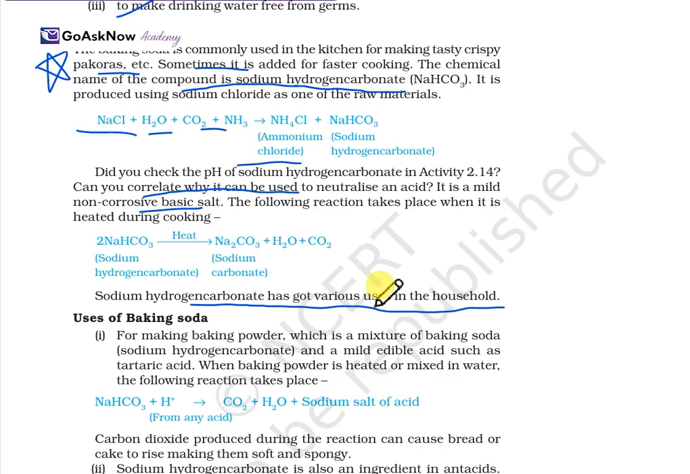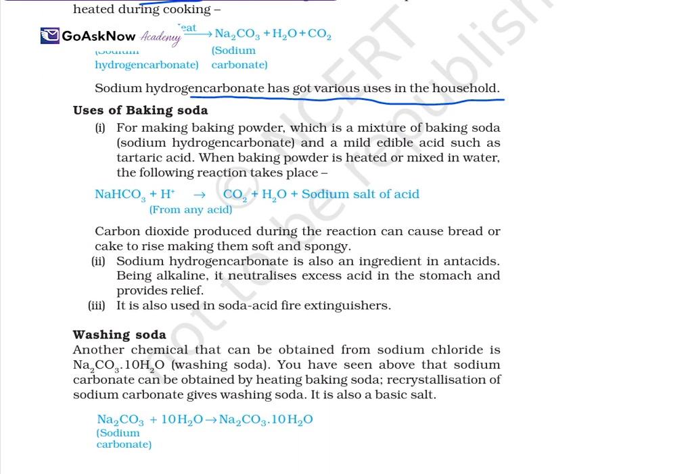Uses of baking soda: for making baking powder, which is a mixture of baking soda, or sodium hydrogen carbonate, and a mild edible acid such as tartaric acid. When the baking soda is heated or mixed in water, the following reaction takes place: NaHCO3 plus H+ gives CO2, H2O and the sodium salt of the acid. So this is all about baking soda and its uses.